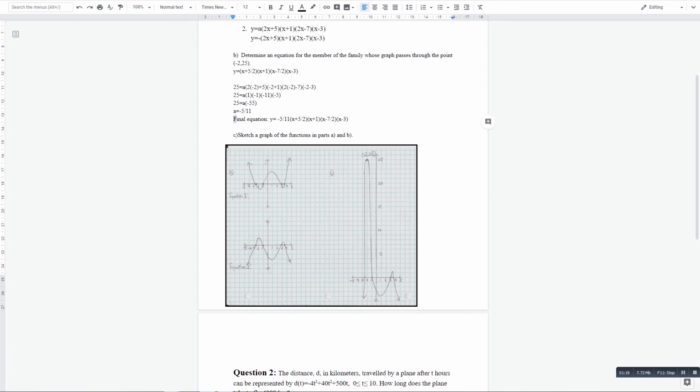For part C, we need to sketch the graph from part A and B. In part A, as you can see, there are no y-axis values, as there is no way to actually find out where the graph should be, but the general shape is shown. For part B, it's the same, however we were sure that the graph passes through the point -2, 25. As you can see, we have every x-intercept, all the points, it's just the y values are not shown.